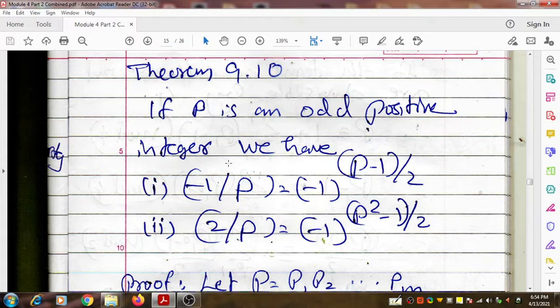So let us consider capital P that represents an odd positive integer. It's a composite number. In general, we take a composite number. It's an odd positive integer. With respect to this integer, we can find the Jacobi symbol values -1 bar P and 2 bar P.